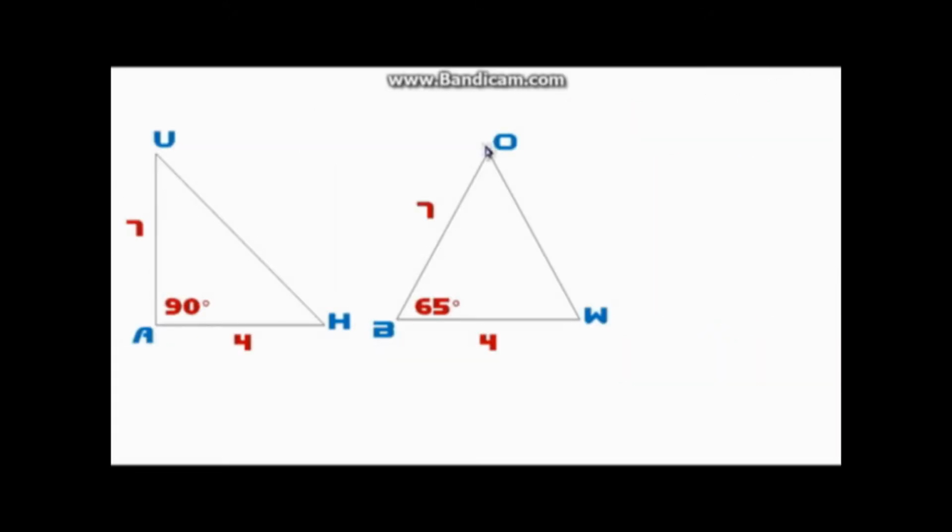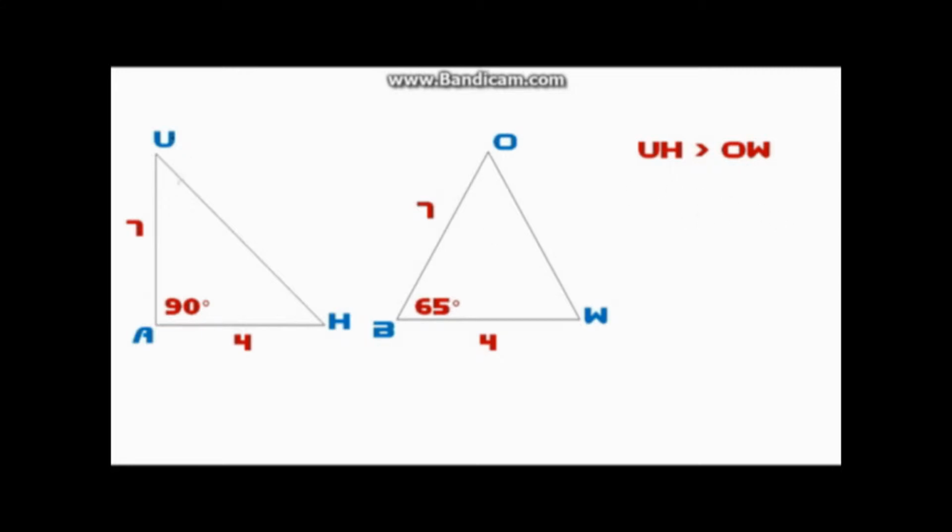Alright, so here we have these two triangles with congruent sides here and here, UA and OB, and AH and BW, but angle A and angle B are not congruent. This one's 90 and this one's 65. Since angle A is larger than angle B, the line UH is larger than OW, because if these sides are the same length, this one is at more of an angle, and through the hinge theorem, this line is going to be longer than this line.